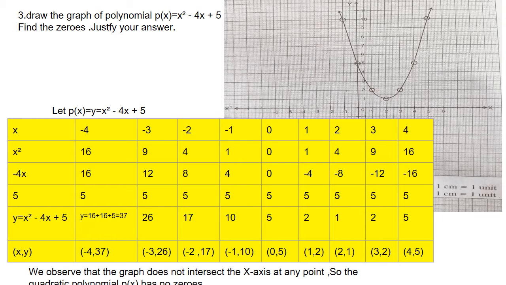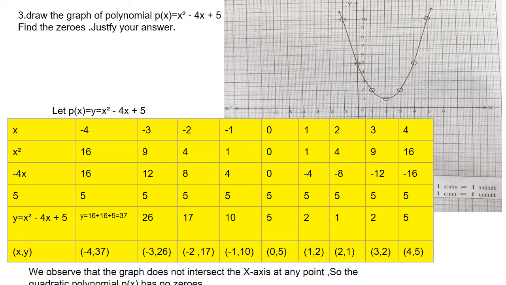In the same way, we are substituting minus 2, minus 1, 0, 1, 2, 3, 4. We will get the ordered pairs minus 2, 17; minus 1, 10; 0, 5; 1, 2; 2, 1; 3, 2; 4, 5. Now we are taking a graph sheet. On that graph sheet, we have to plot the points minus 4, 37; minus 3, 26; minus 2, 17; minus 1, 10; 0, 5; 1, 2; 2, 1; 3, 2; 4, 5. They are plotted on the graph sheet.